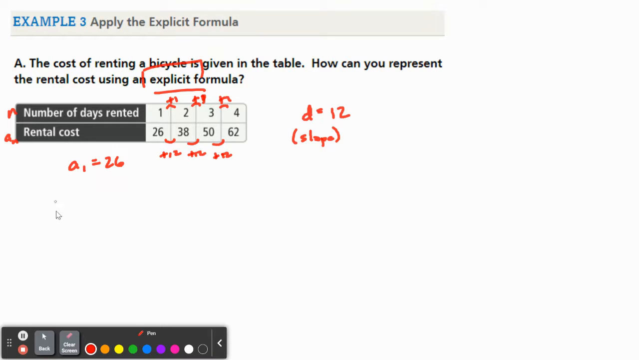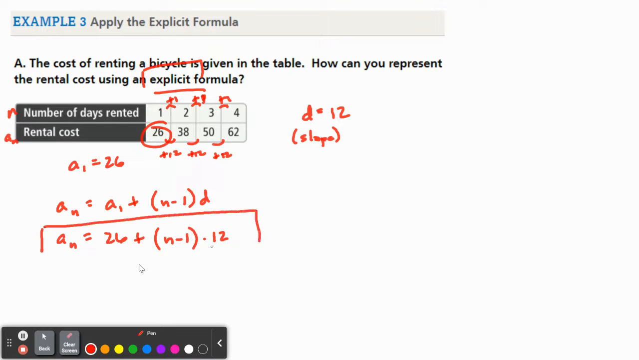So if we use the explicit formula, a sub n equals a sub 1 plus n minus 1 times d, we're going to do a sub n equals, our first term is 26. It's right here in the table. Plus, we're going to leave n alone. n is like our x value. This is our y, n is our x, just like we have, for functions, x and y, and a sub n. And then our common difference d is 12. So this is the explicit formula.